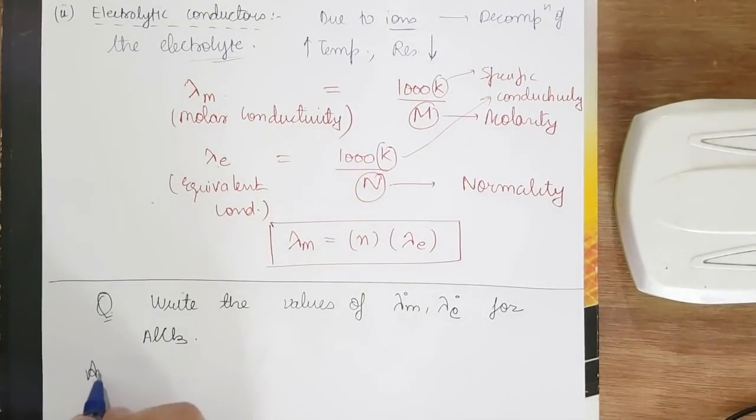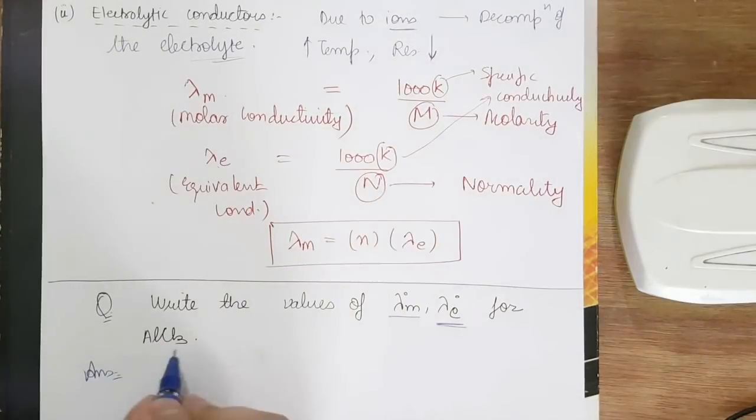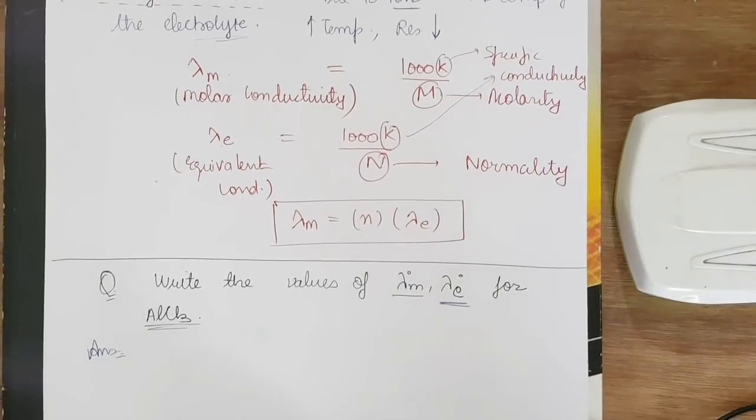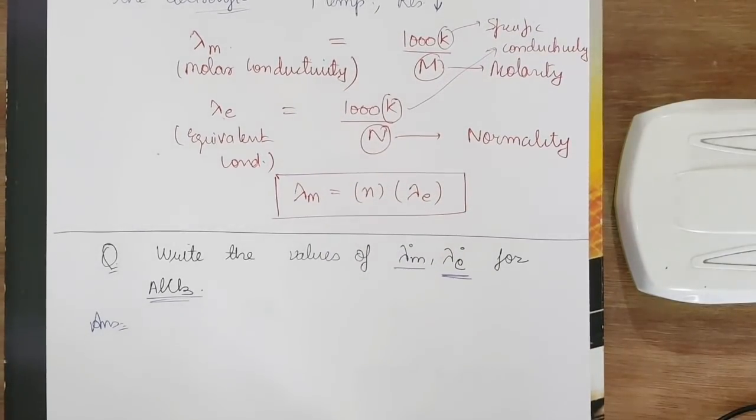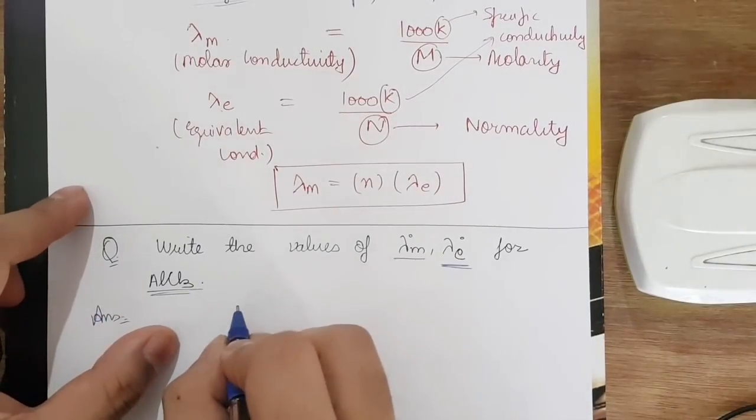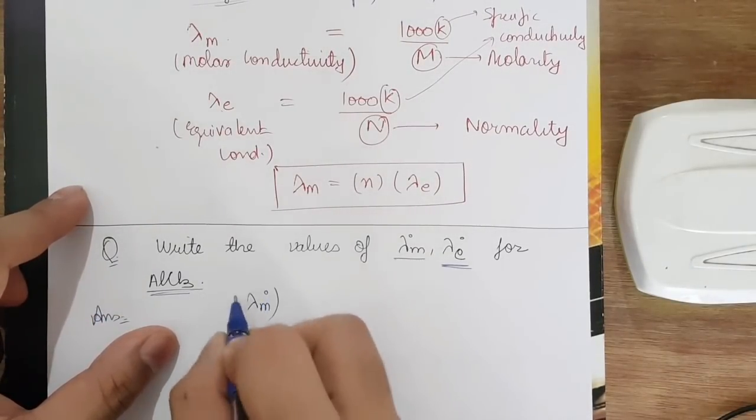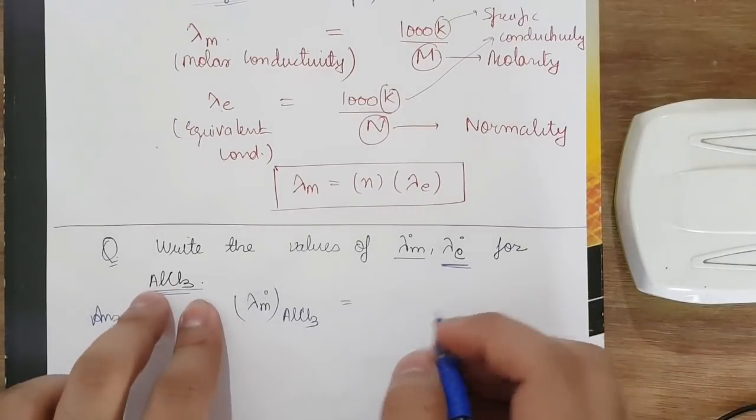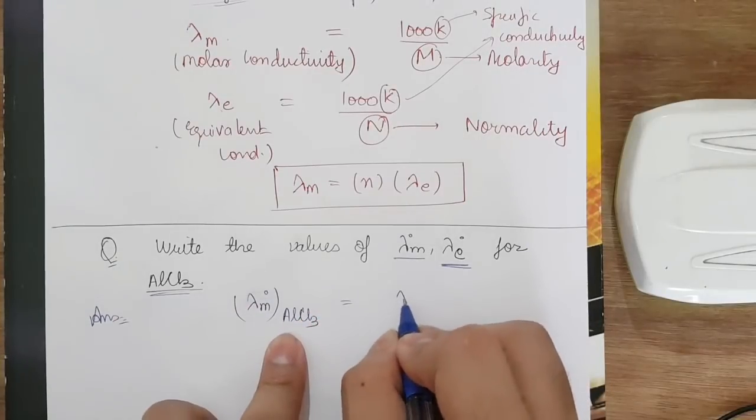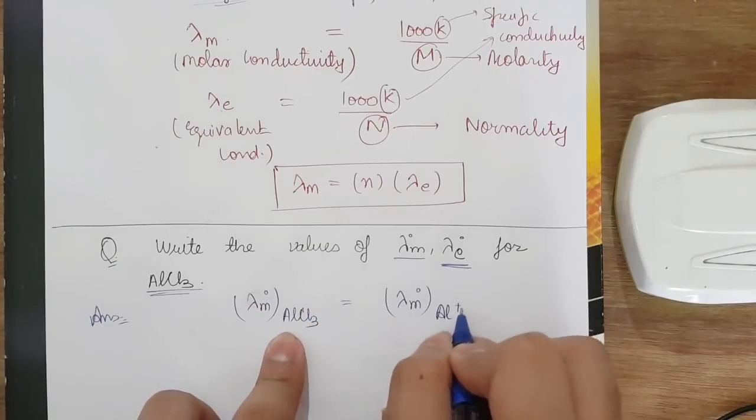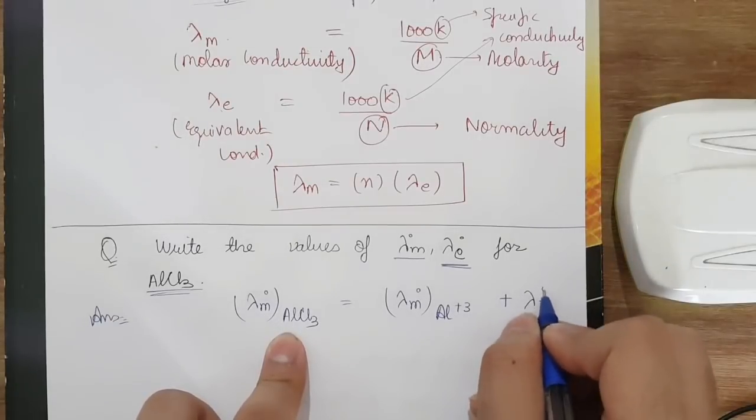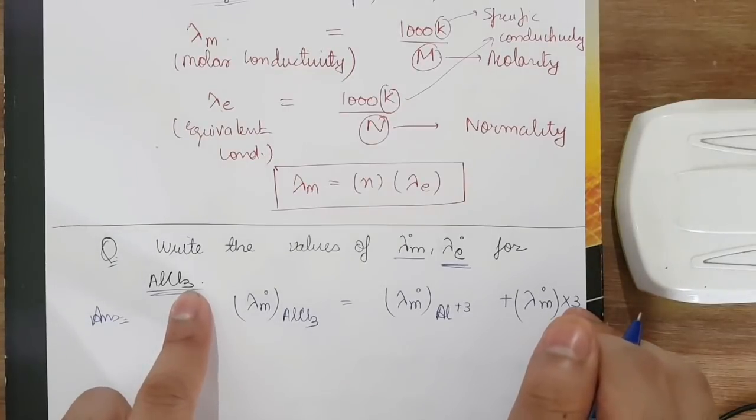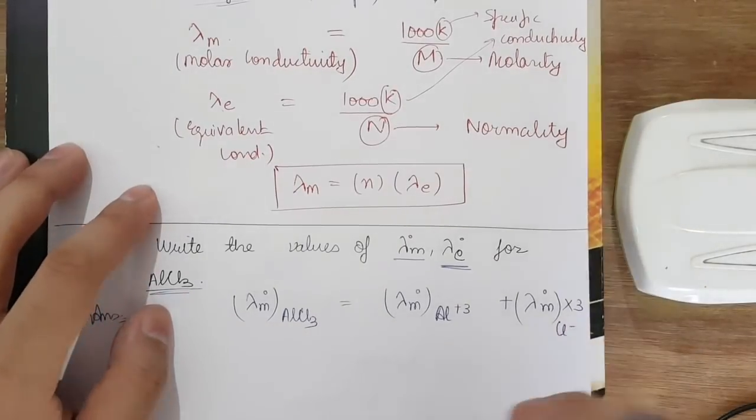So we have to write the values of lambda m naught and lambda e naught for AlCl3. Kindly understand this question very well because it will help you clear a lot of stuff. I placed the link for the entire electrochemistry playlist in the I button, so make sure you check it out. So lambda m naught of AlCl3 would be equal to the summation of all the ions. Lambda m naught of AlCl3 is equal to lambda m naught of Al3+ plus lambda m naught of Cl- into 3. 3 is multiplied because we have 3 Cl here.